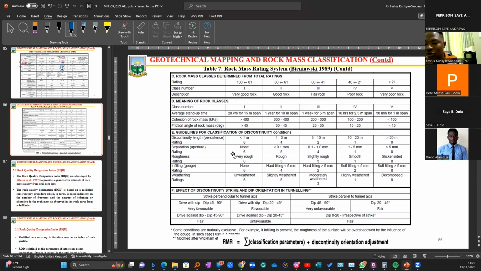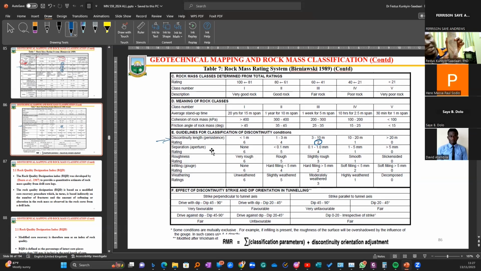So if we come here, discontinuity length, what value should we assume? 3 to 10. So the young man wants a rate of 2. Yeah. Separation aperture. So separation aperture is referring to the gap. So, excuse me, let me pick the sample. If I have this sample, the gap between this, so this is the crack, you are able to see it. What is the gap? That's the aperture, the space.